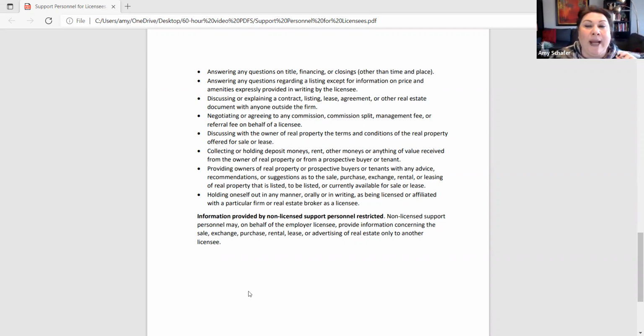Another thing I want to point out is an agent can never show property independently, including a public open house. An unlicensed agent cannot show properties independently or host a public open house, but an unlicensed agent can host a broker tour where only other licensees will attend.